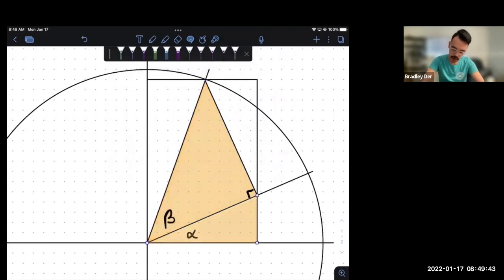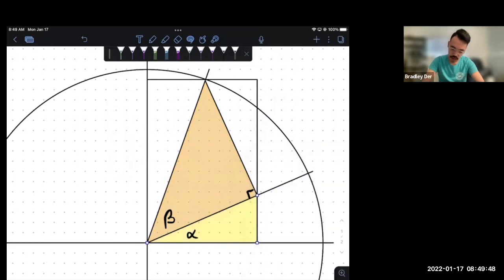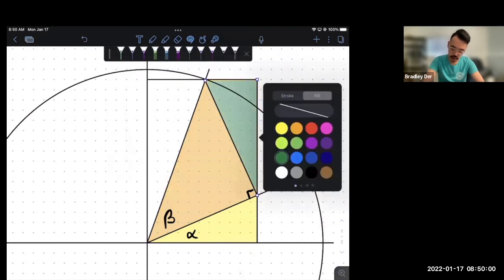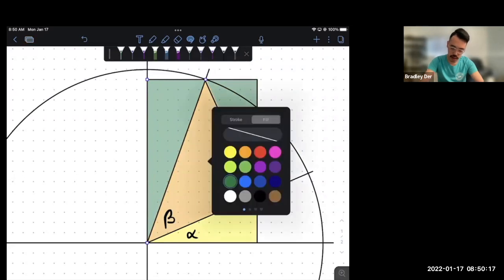That here, drop that there. I'm just going to go in chromatic order here. Fill that up to yellow. Green, that's what I mean. Good enough. And we'll call this one.